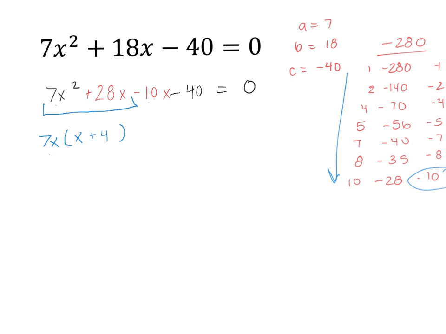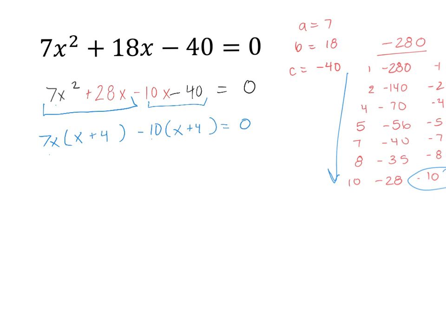Okay? Now I'm on to group 2. They both have a negative, so go ahead and factor out a negative. And now my GCF of 10 and 40 is a 10. So go ahead, write your parentheses. Negative 10 times what gives me negative 10x? Just an x. And negative 10 times what gives me a negative 40? So I need a positive number, so that will be a positive 4. Okay? Don't forget to write your 0.